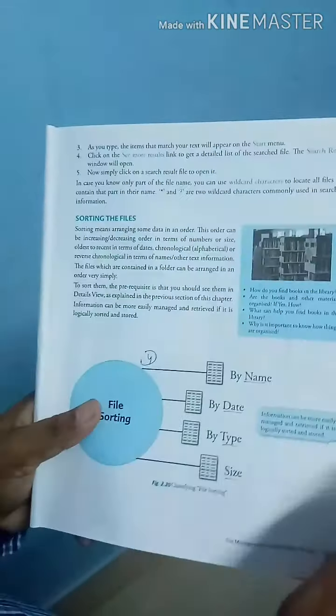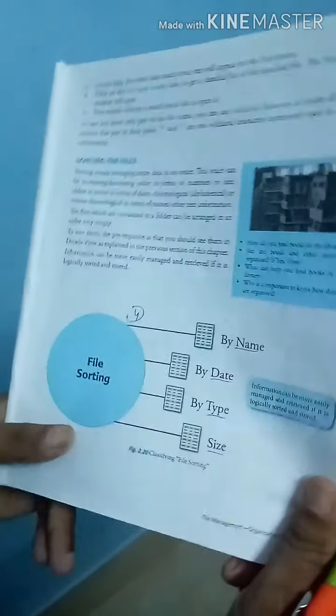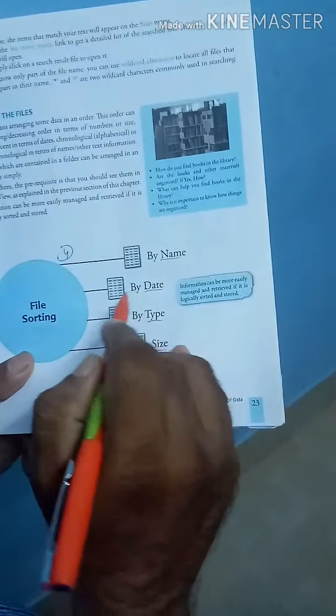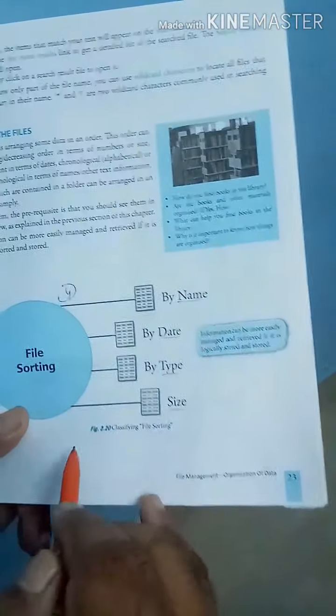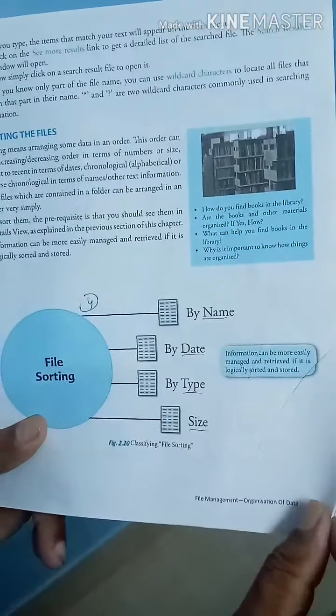Then next is sorting the file. Sorting means arranging the files in the order of ascending or descending. Arranging the data or the files in ascending or descending order is known as sorting. You can sort the files by name, by date, by type and by size.